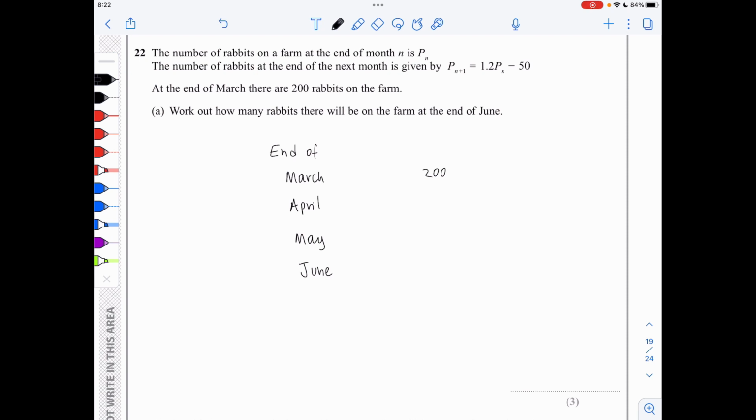End of April, it's 1.2 times 200 minus 50, which works out to be 190. Then for May, it's 1.2 times 190 minus 50, which is 178. And then for June, it's 1.2 times 178 minus 50, which gives an answer of 163.6. And therefore we conclude that at the end of June we'll be having 164 rabbits.